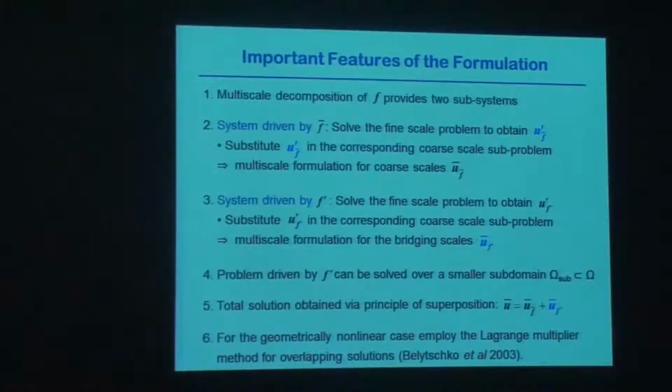And as I said, for defects in nanomaterials, the zone of influence of defects is quite localized. So under reasonable assumptions, this problem can be solved over a very small region of the entire domain. So you do not need to do mesh refinement over the entire domain. The problem driven by F prime can be solved over a much smaller subdomain. And the total solution, if L is a linear problem, you can get by the principle of superposition. But if it is a geometrically or materially nonlinear case, then we can employ the Lagrange multiplier method for overlapping solutions. And this is what we have embedded in here.